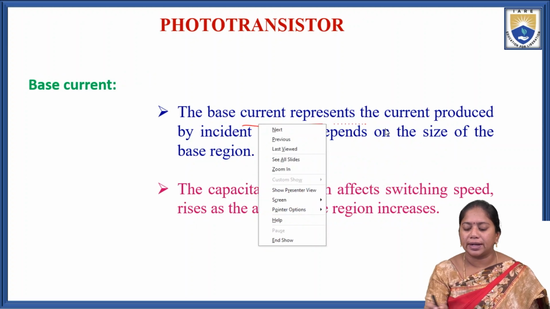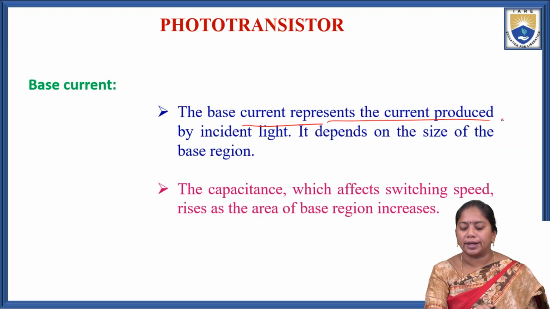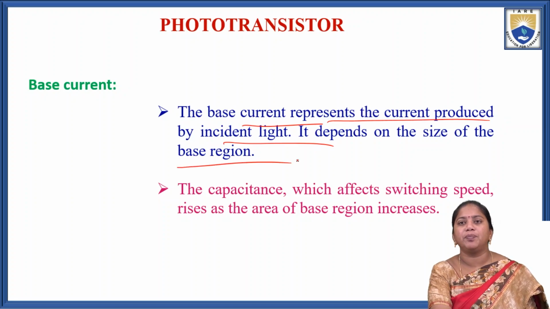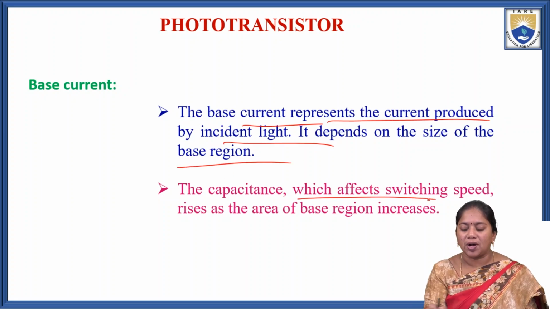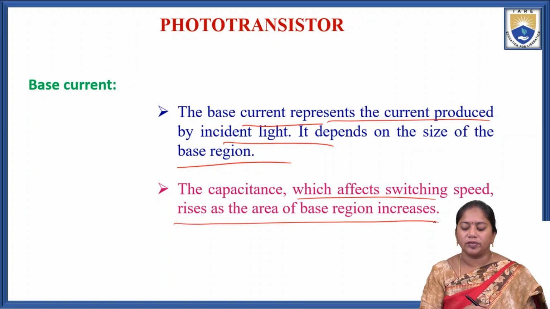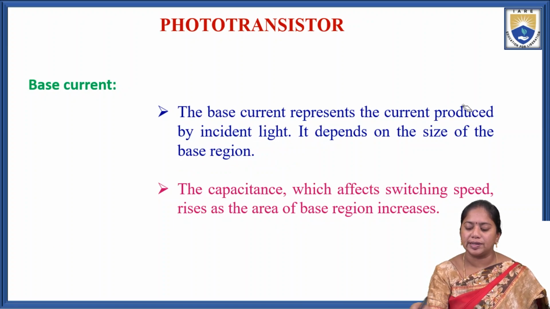The base current represents the current produced by the incident light. It depends on the size of the base region. The capacitance, which affects the switching speed, rises as the area of the base region increases.